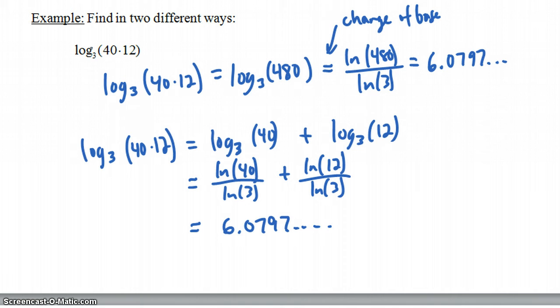Okay, so the point is, you could rewrite log base 3 of 40 times 12 as log base 3 of 40 plus log base 3 of 12. Okay, well, you can do a similar thing with the quotient property. In fact, this one we are not even going to need a calculator for this. Log of 1,000,000 over 100. Now, what's the base here? Well, notice the base is assumed to be 10, right? We don't see any base down there, so it's assumed to be 10.